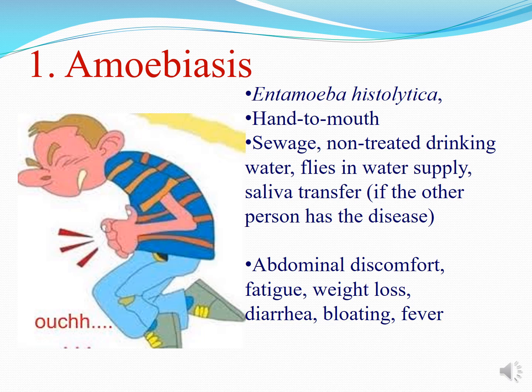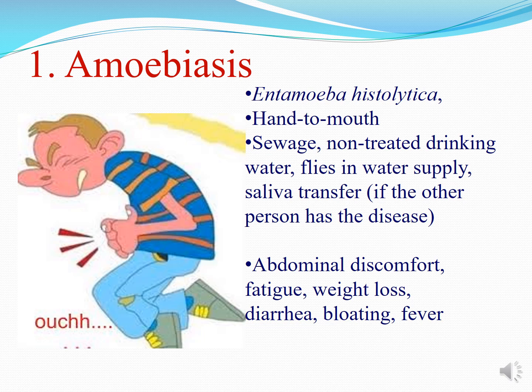Let's discuss one by one these diseases which are transmitted through the water. First, and most common, is amoebiasis. It's caused by Entamoeba histolytica. The transmission is usually from hand to mouth. When hands get contaminated with this organism and we eat food without washing the hands, then the organisms or cysts of amoeba get into our body through the GI tract. The sewage, non-treated drinking water, flies in the water supply, and saliva transfer if the other person has the disease are the common transmission methods.